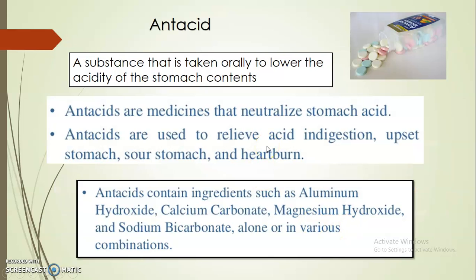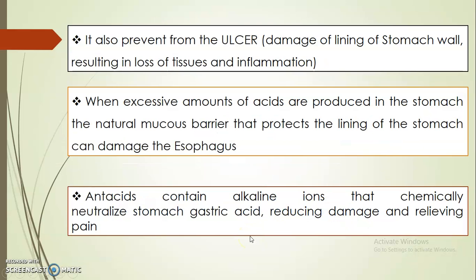Next one, what is meant by antacid? Antacid means a substance that is taken orally to lower the acidity of the stomach contents. Antacids are medicines that neutralize stomach acid. So it is used to relieve acid indigestion, upset stomach, sore stomach, and heartburn. It contains ingredients such as aluminum hydroxide, calcium carbonate, magnesium hydroxide, etc. And it can also prevent ulcers. That means damaging of the lining of the stomach wall, which results in loss of tissue and inflammation.